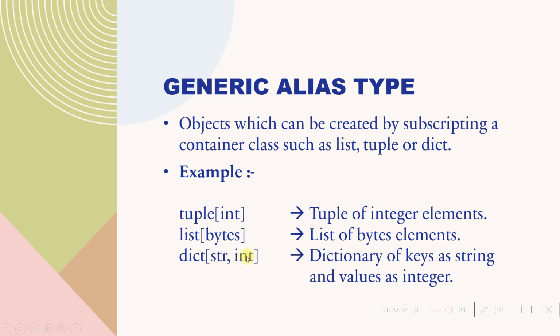Okay, why? Because dictionary is a key value pair, so we have to separately specify the data type of the key as well as the data type of the value. That is why we have written here two values, string comma integer. And what does it mean? It means that the keys of the dictionary will be of string type and the values of the dictionary will be of integer type.